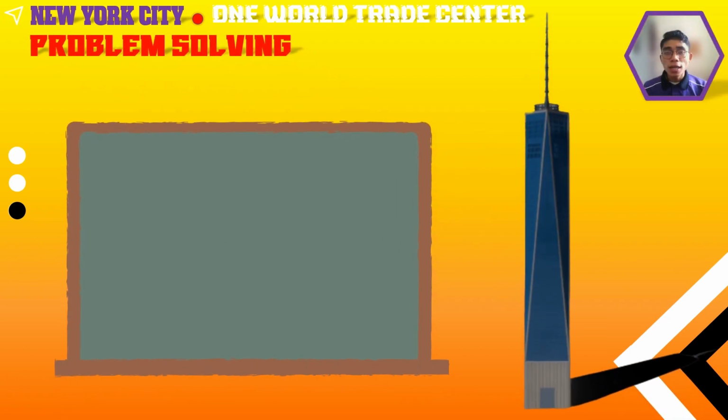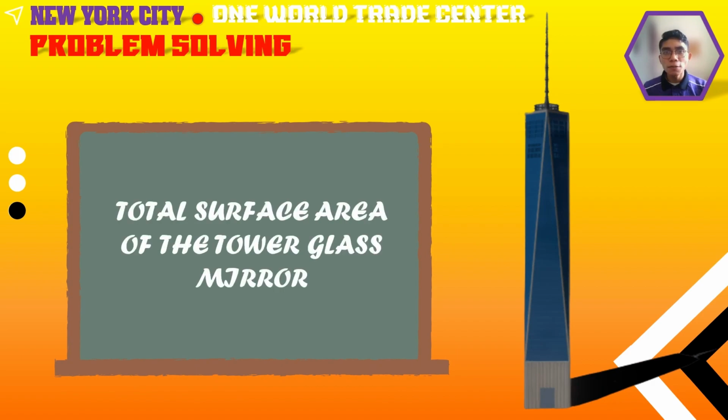So, let's solve this problem. To find out how many rolls of tinted film we need, we have to find the total surface area of the tower glass mirror. If you look at the tower, the glass mirror is on the building part, which is the middle part of the tower.